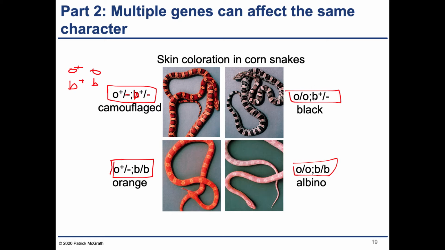There's 2 genotypes that result in black snakes. So the O gene must be recessive O, so you must be homozygous for the recessive O. But then as long as you have a B plus, it doesn't matter what the other one is. So what are the 2 genotypes? So it could be OO, B plus, B plus, or OO, B plus, B. And then similarly orange, if you have little b, and 1 O plus, it doesn't matter what the second one is. And then albino can only be homozygous recessive of both.